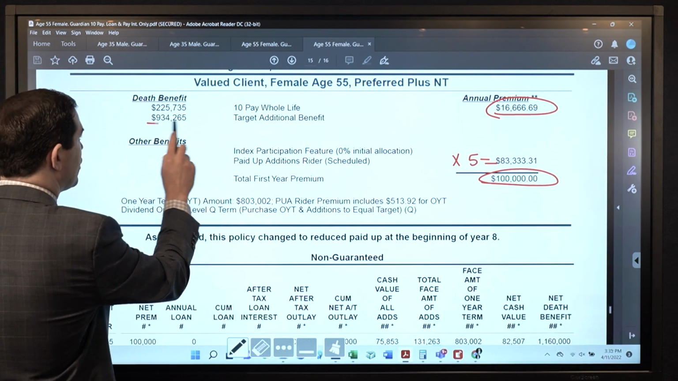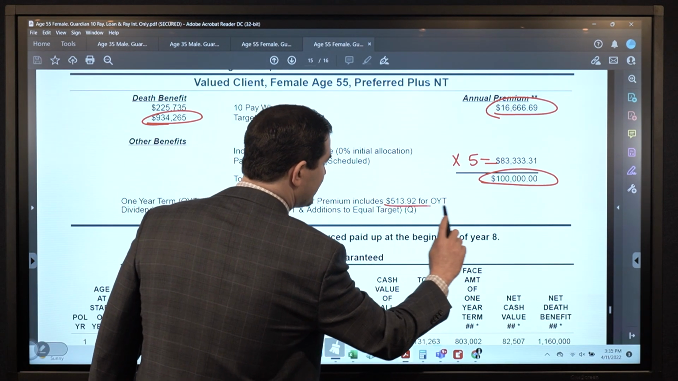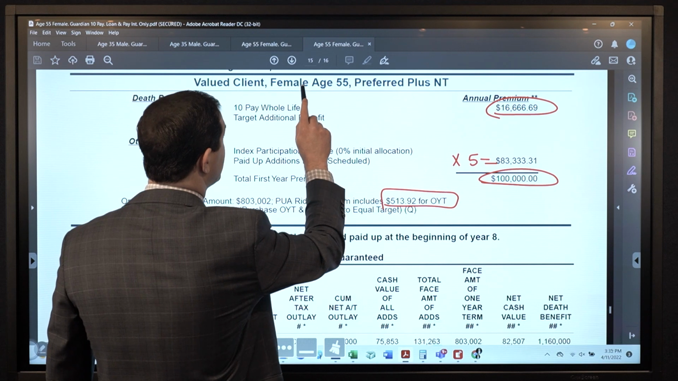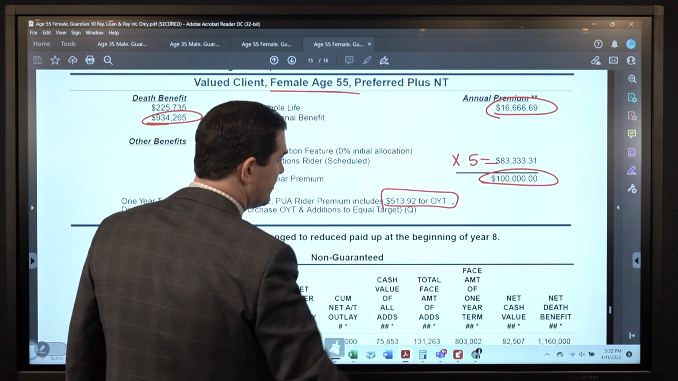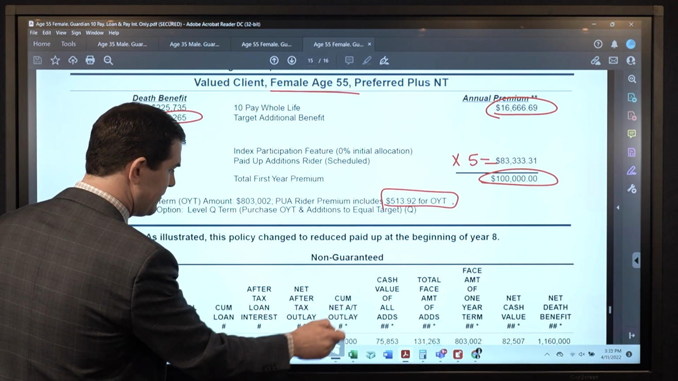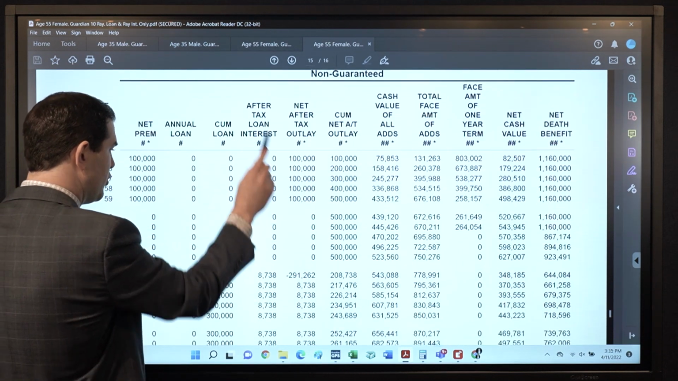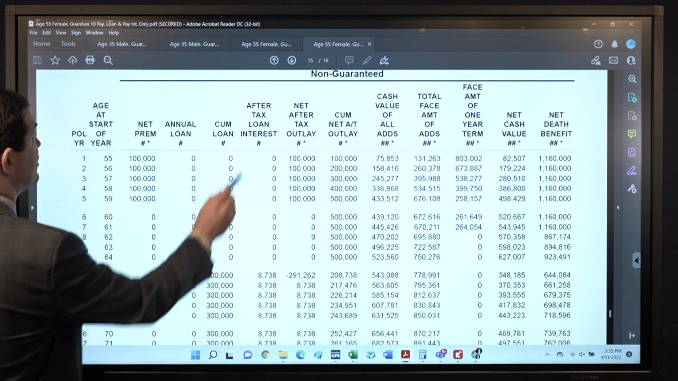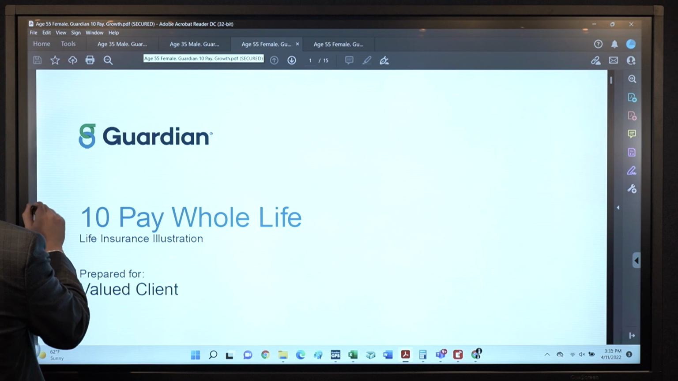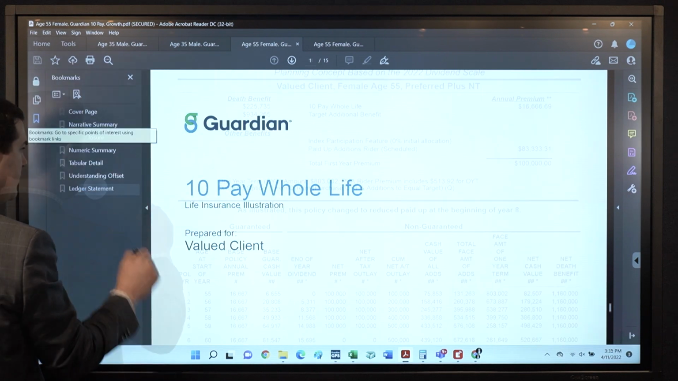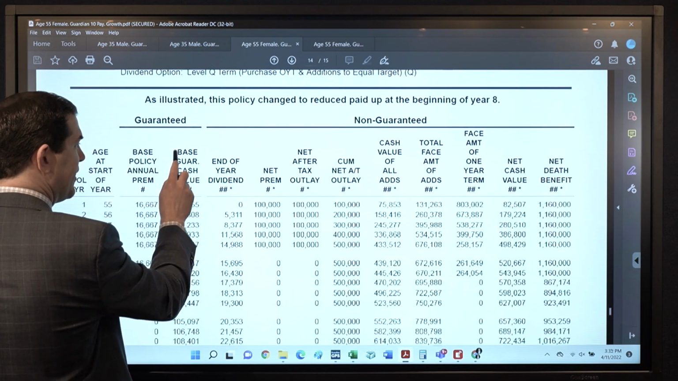So we've got a 1-year term rider attached. There's the cost for that term. This is a 55-year-old female, so still very low term cost when you look at that. As we scroll down here, this is the loan illustration we've got. Let's actually take a look at the growth illustration first. All right, here we go.